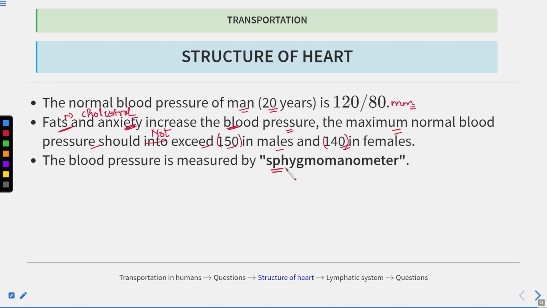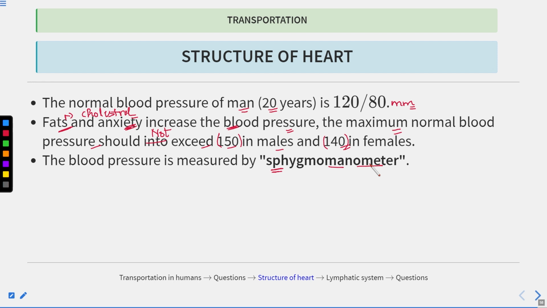Okay, so this is the instrument, the sphygmomanometer, which is used to measure the blood pressure. You can measure the blood pressure manually also. Okay, that is more accurate. All right, this is clear.